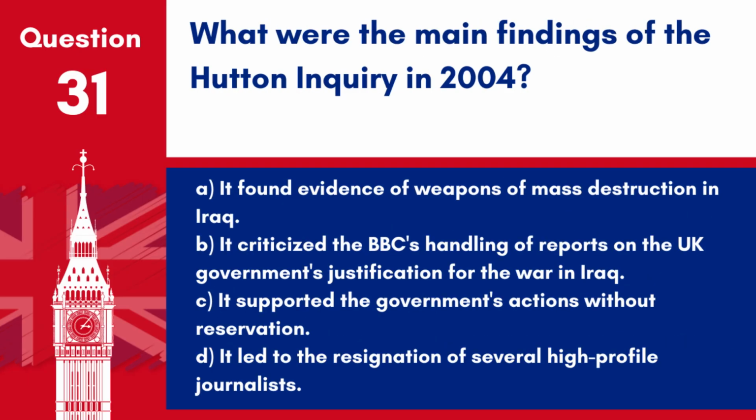Question 31. What were the main findings of the Hutton Inquiry in 2004? A. It found evidence of weapons of mass destruction in Iraq. B. It criticised the BBC's handling of reports on the UK government's justification for the war in Iraq. C. It supported the government's actions without reservation. D. It led to the resignation of several high-profile journalists.